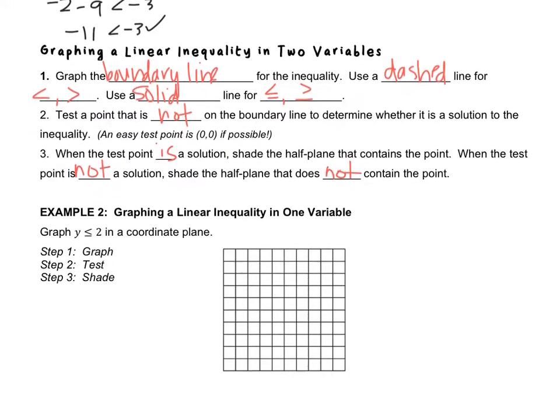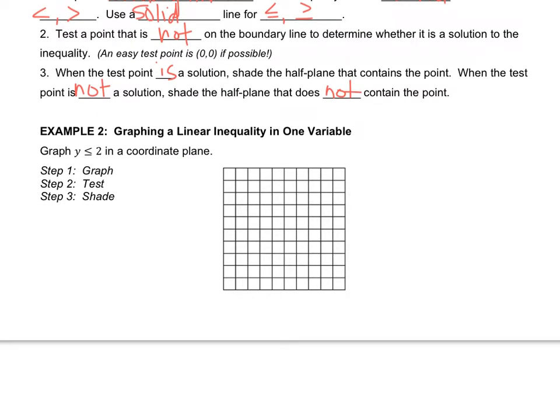Alright, here we go. So we're going to graph y is less than or equal to 2, and our steps are graph, test, and shade. So I need my axes first. And now I'm going to graph the line y equals 2. So that's what we would consider the boundary line. You take the symbol, you just turn it into an equal sign.